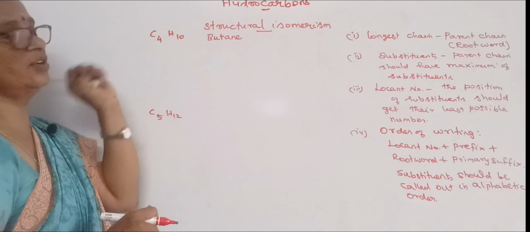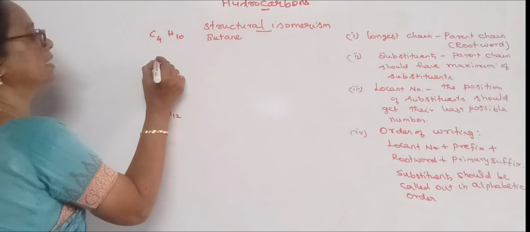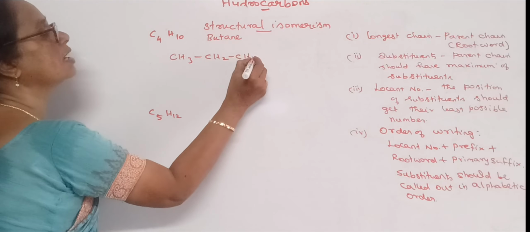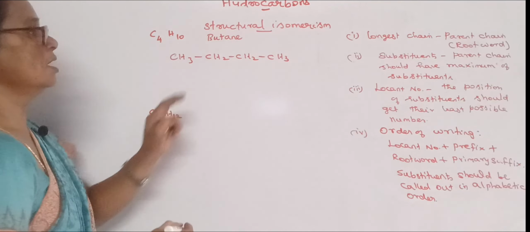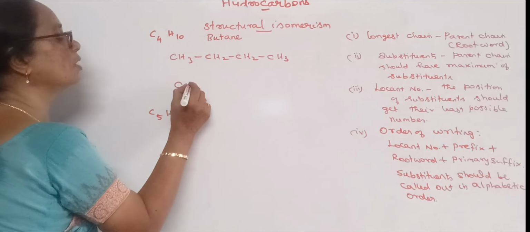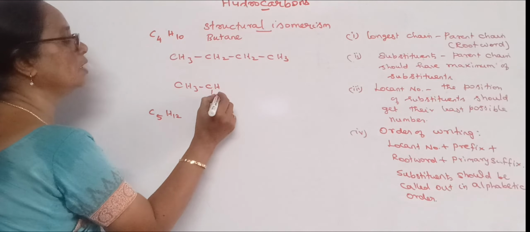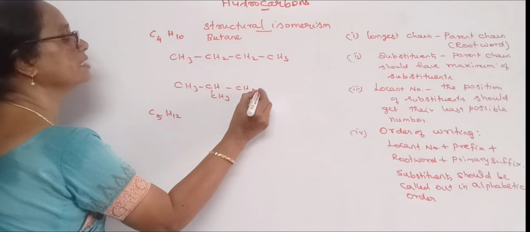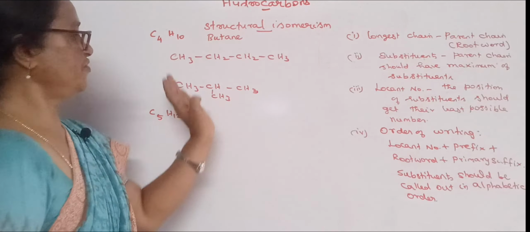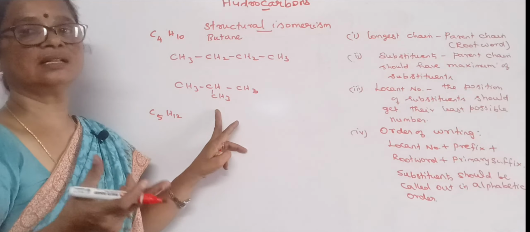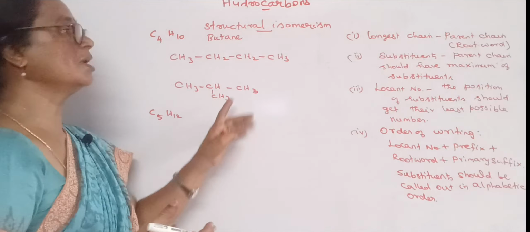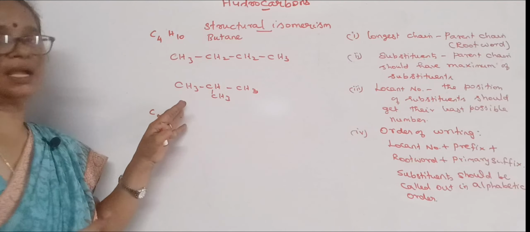A compound having 4 carbon atoms can be represented as the one where all the carbon atoms are in a straight chain. So 1, 2, 3, 4, and I can make one more isomer for this molecule: CH3, CH, CH3, CH3. This is the second one. If I try to write one more structure, that is not possible, as it has very few carbon atoms, which limits it to up to 2 isomers.